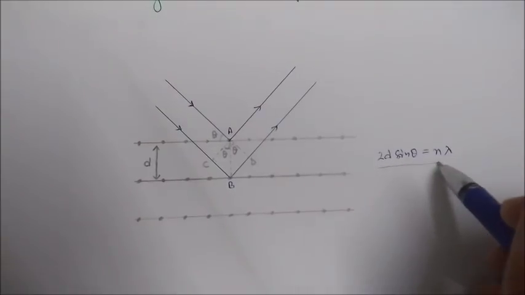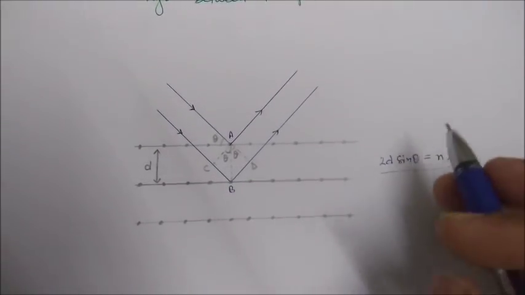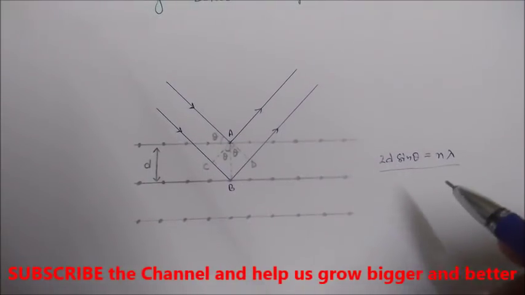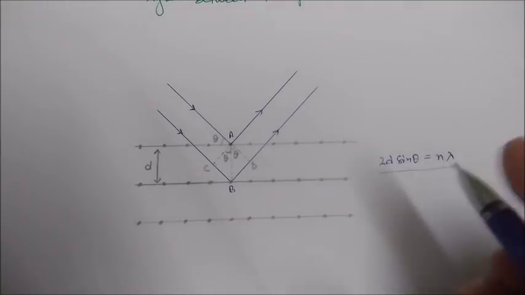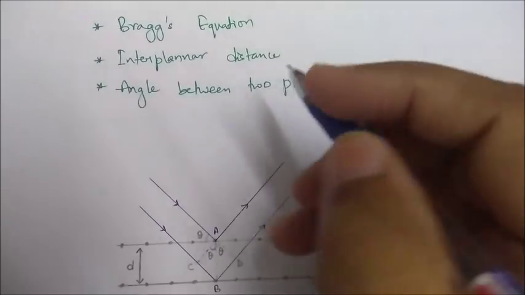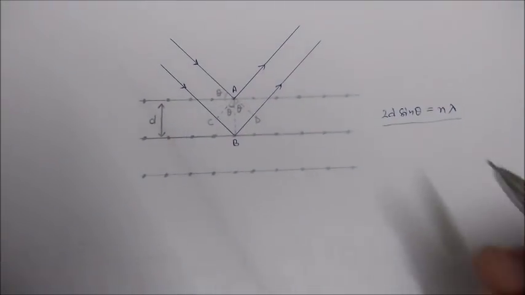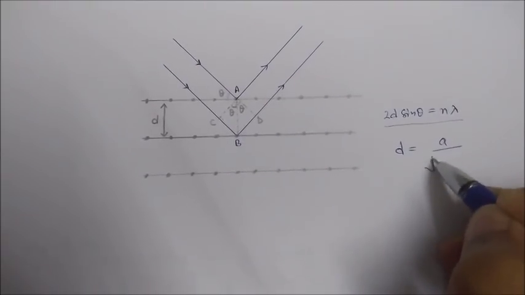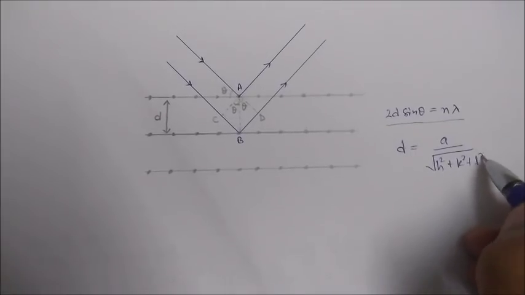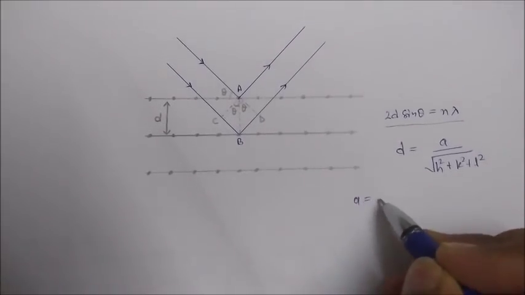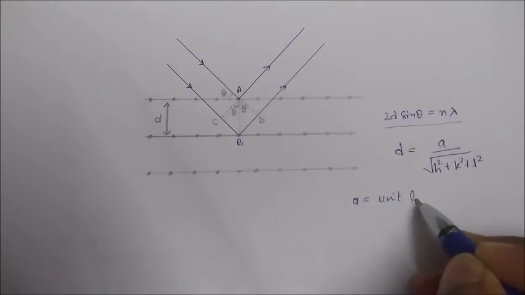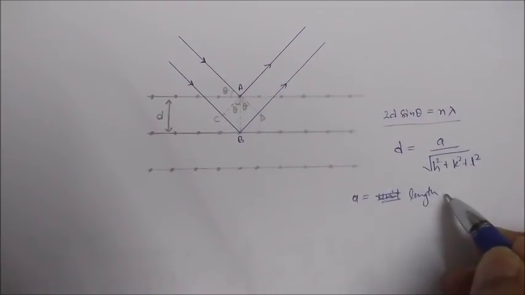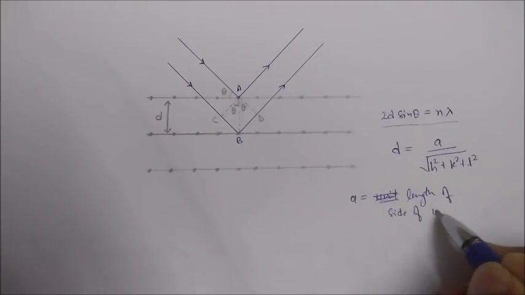So this is a very simple formula, and just using this formula you can do many problems from the CSIR NET exam. Now let's talk about the second formula, which is on interplanar distance. The interplanar distance, this small d, can be calculated by one formula: d is equal to a upon under root h square plus k square plus l square. Here, a is your unit length, the length of the side of the unit cell.